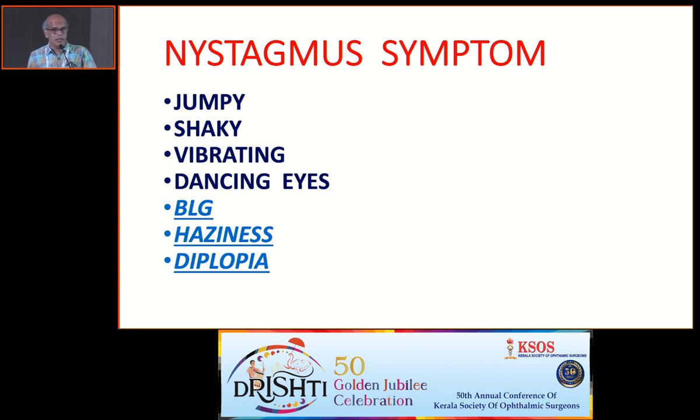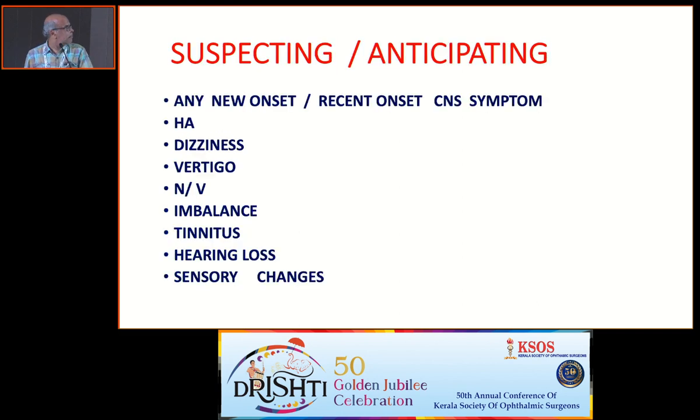The classical symptoms of nystagmus, what textbooks tell you: jumpy vision, shaky vision, vibratory vision, and dancing eyes. Generally, you do not get these symptoms from a patient. What they tell you is blurring of vision, haziness, or diplopia. So when do you suspect nystagmus?